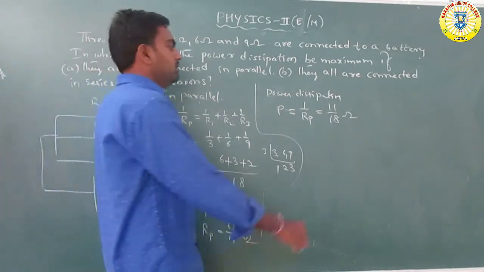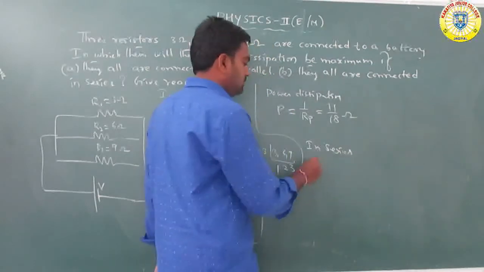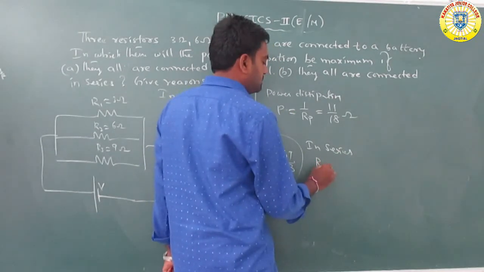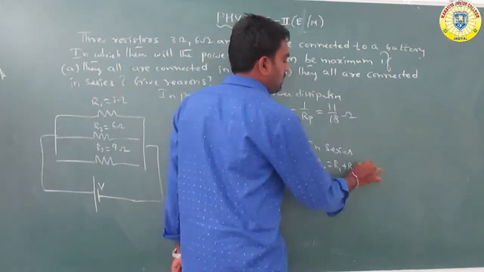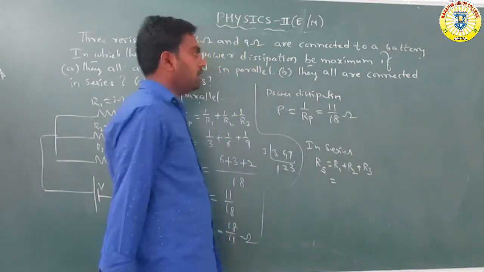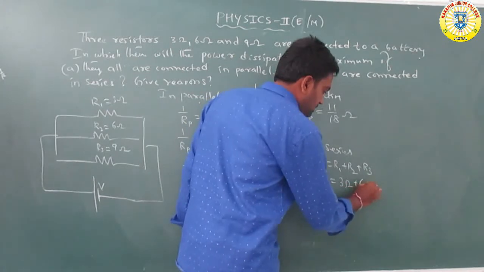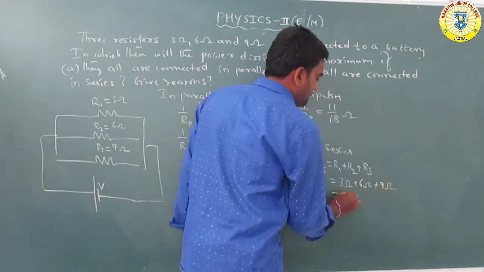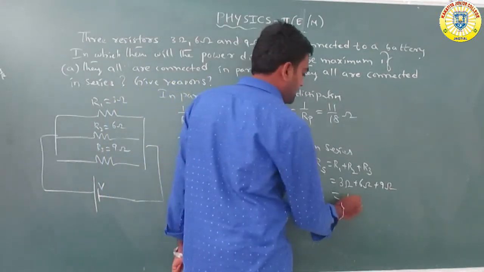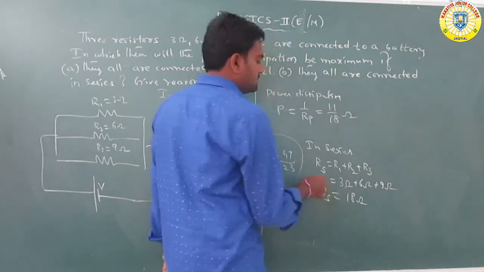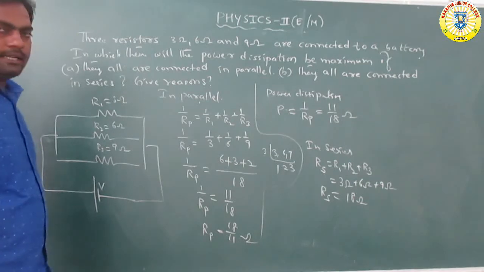Okay, got it. Now take the series combination: RS is equal to R1 plus R2 plus R3. So 3 ohms plus 6 ohms plus 9 ohms is the total. 6 plus 3 is 9, 9 plus 9 is 18. So 18 ohms in the series combination. Okay, so RS is equal to 18 ohms.